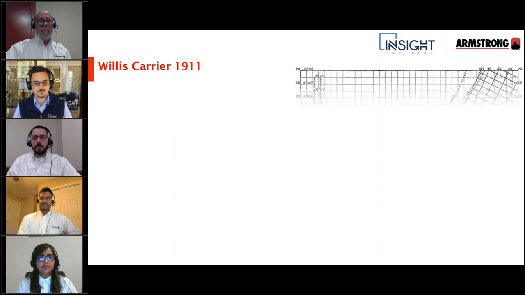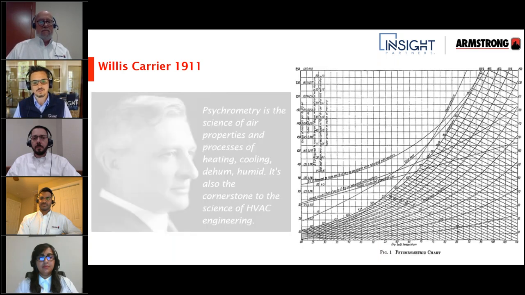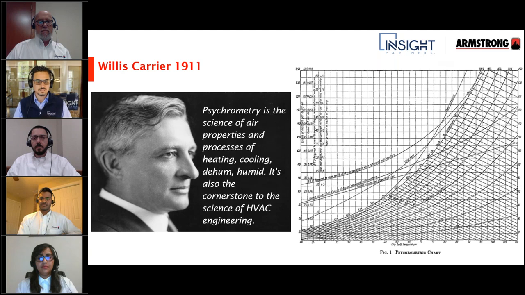So, talk about the history a little bit. This is the first psychrometric chart, which was basically developed by Willis Carrier. And what he did is he put all these psychrometric properties we're going to talk about into a graphical form so we could see how they interrelate with each other and what happens when we heat and cool air and stuff like that.